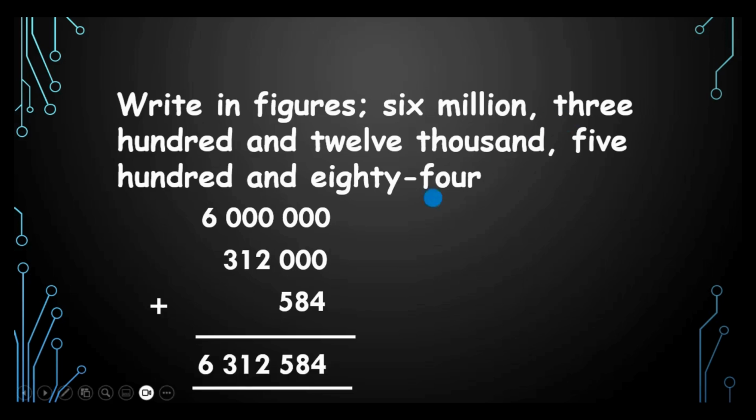So 0 plus 0 gives you 0, plus 0 plus 4 gives you 4. 0 plus 0 plus 8 gives you 8. 0 plus 0 plus 5 gives you 5, 0 plus 2 gives you 2, 0 plus 1 gives you 1, 0 plus 3 gives you 3, and then you have your 6 right here. And so you have 6,312,584.